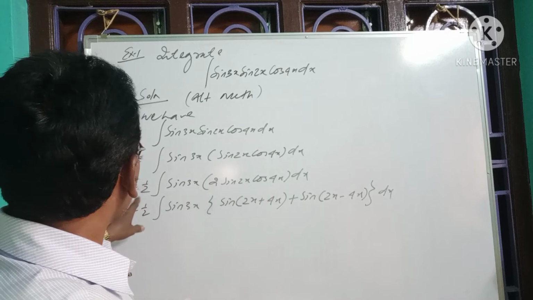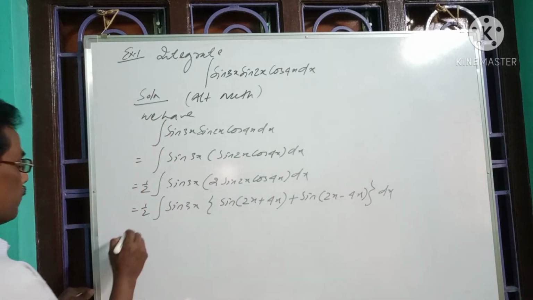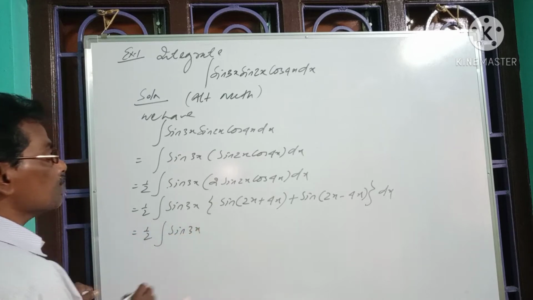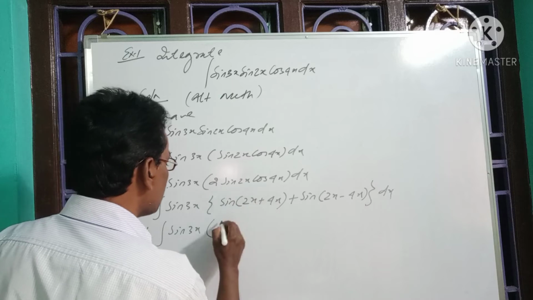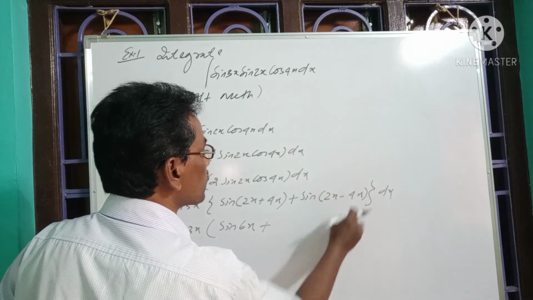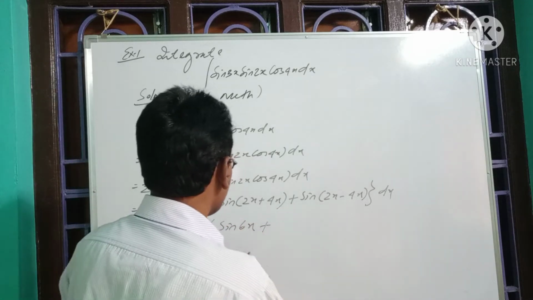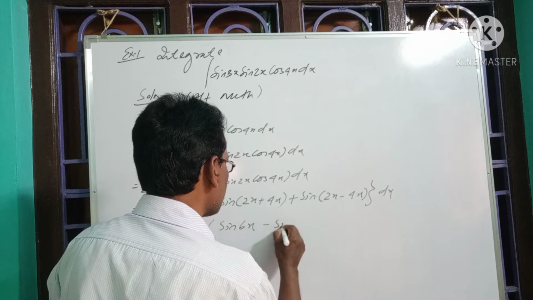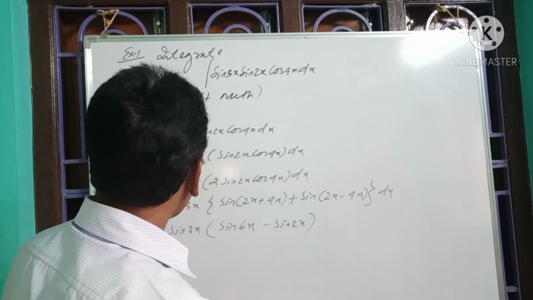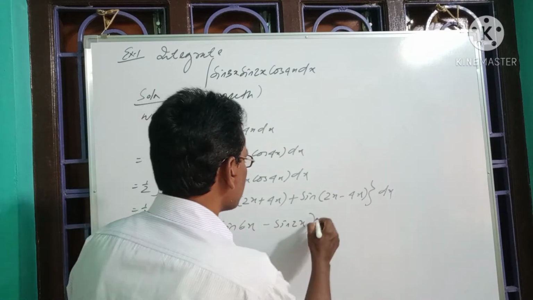So we got half into integration of sin 3x into this much. Now again simplifying, we have half into integration of sin 3x into, this will give us sin of 6x plus sin of 2x minus 4x, that is sin of minus 2x, which is minus sin 2x. So we got half into integration of sin 3x into sin 6x minus sin 2x whole, integration with respect to x.